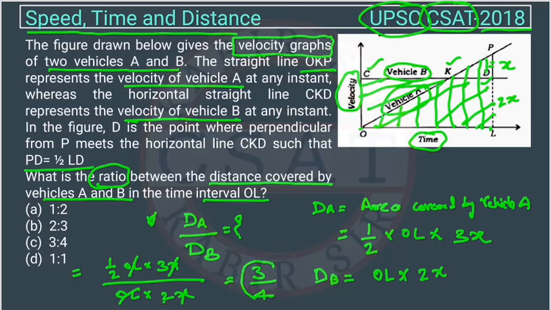So the answer will be 3 by 4, that is 3:4. So the answer is option C. That's it. So this is the answer, right? The concept here is we should know that the distance will be equal to the area covered by them. If we know this, it's just a 10-second question. In 10 seconds you can solve this, right? This is a very good question asked by UPSC.